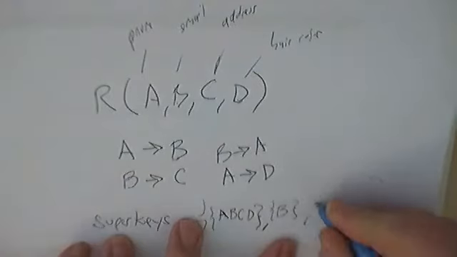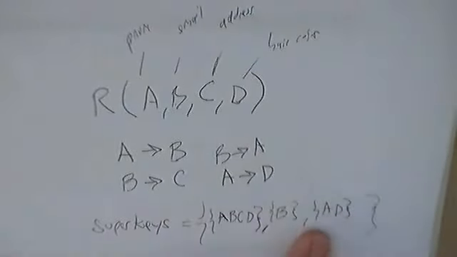So there was one, AD. Okay, so let's see. If I'm given AD, I can get B, right? And then with B, I can get C. So yeah, that would do it. That would be a super key as well. AD would be a super key.